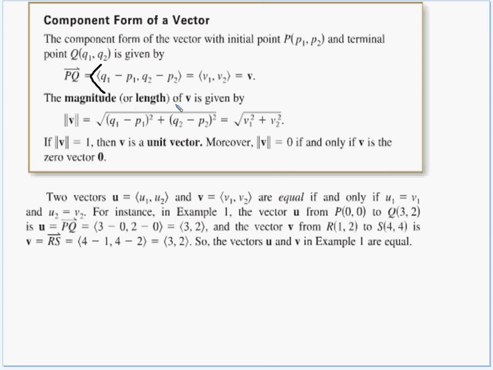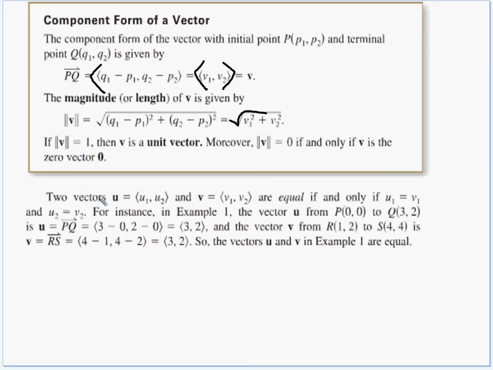The magnitude or length of this vector v is given by, we're going to subtract just like we did up here, square it, plus subtract just like we did up here and square it. So we could take these forms here in these brackets, this v1 and v2, square those, add them up, and put them under a radical. If the magnitude of v is equal to 1, then v is a unit vector. A unit circle has a radius of 1. Here, the unit vector has a magnitude of 1. Moreover, the magnitude is 0 if and only if v is the 0 vector.